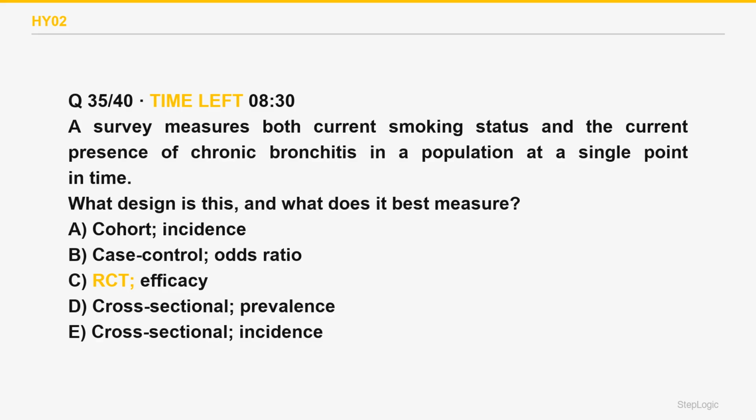What design is this, and what does it best measure? A survey measures both current smoking status and the current presence of chronic bronchitis in a population at a single point in time. Read the command: name the design, and what it measures. A one-time snapshot measures prevalence.